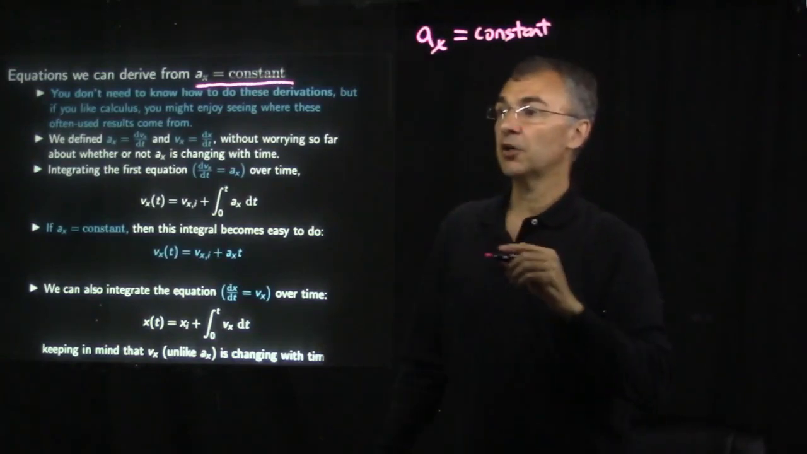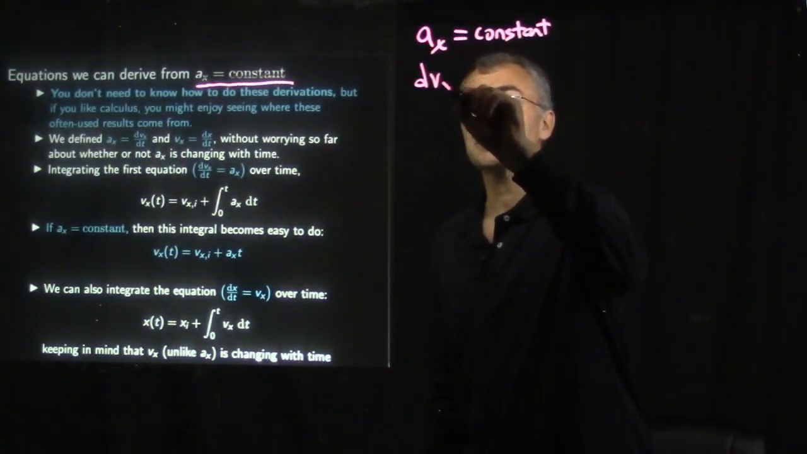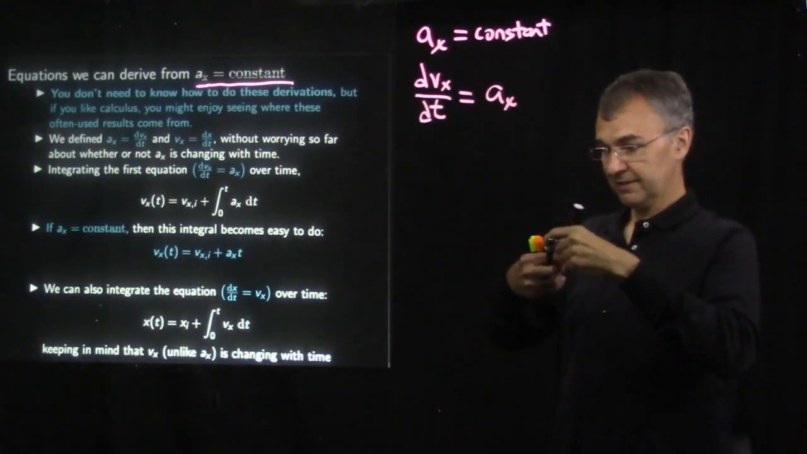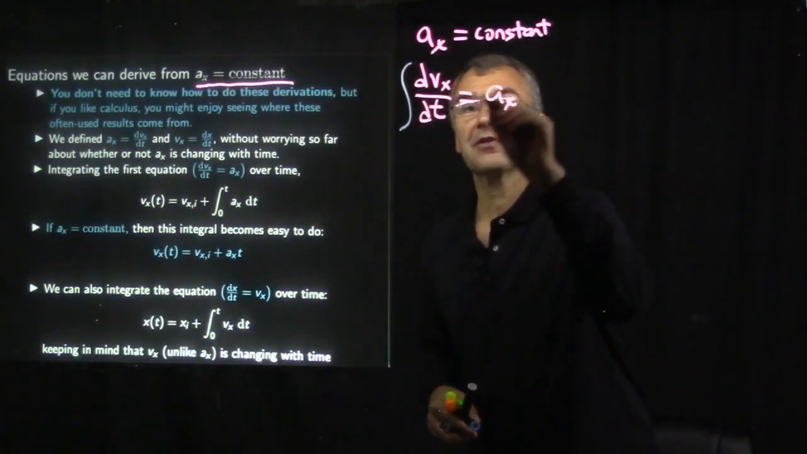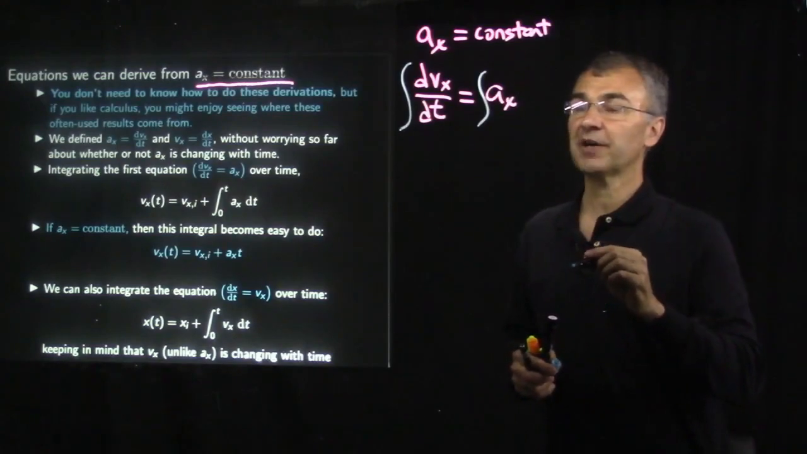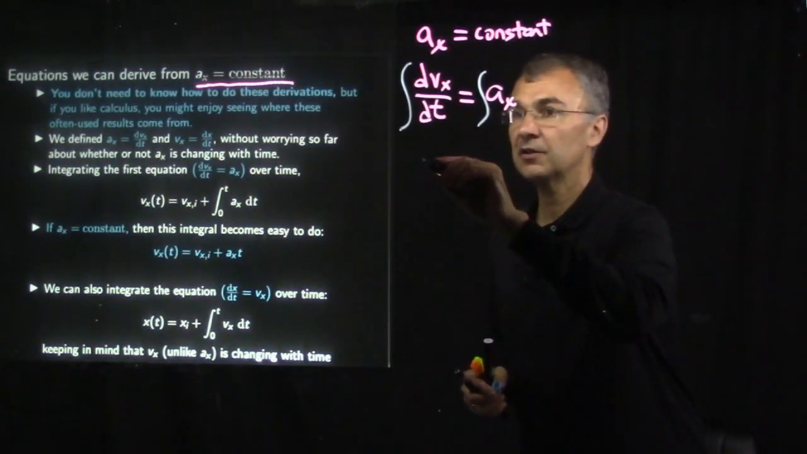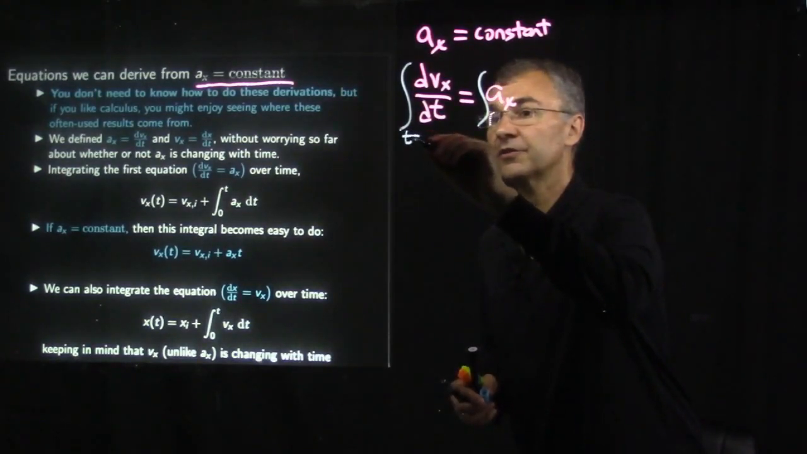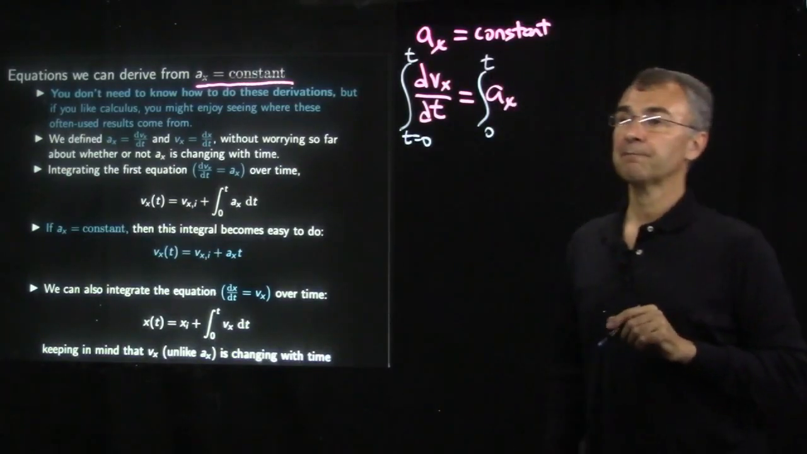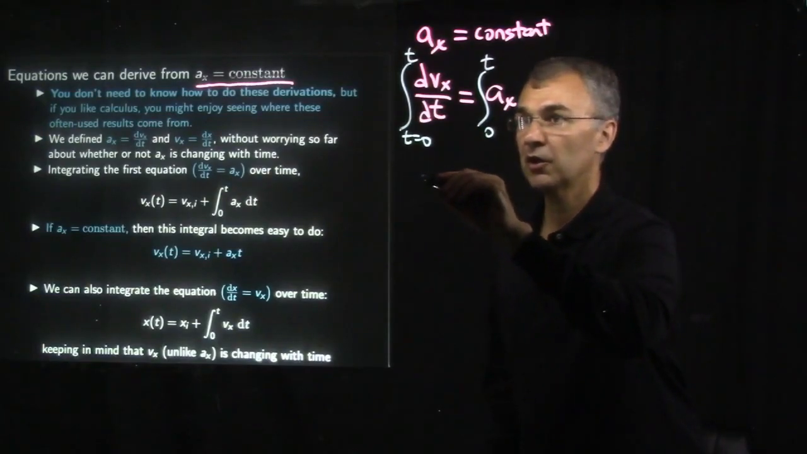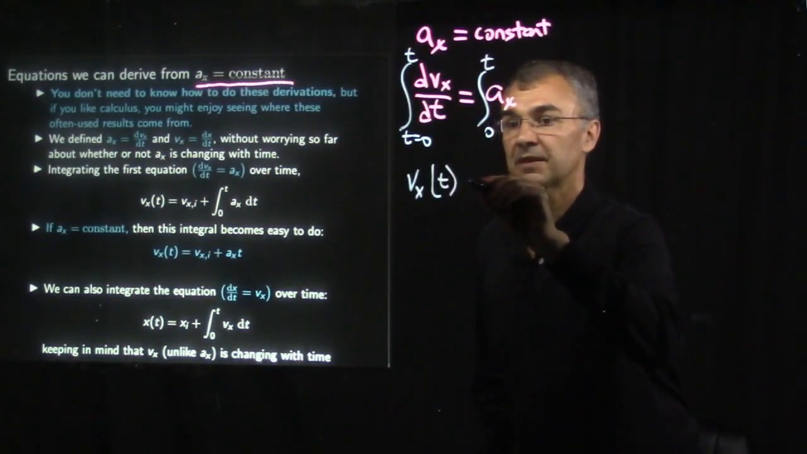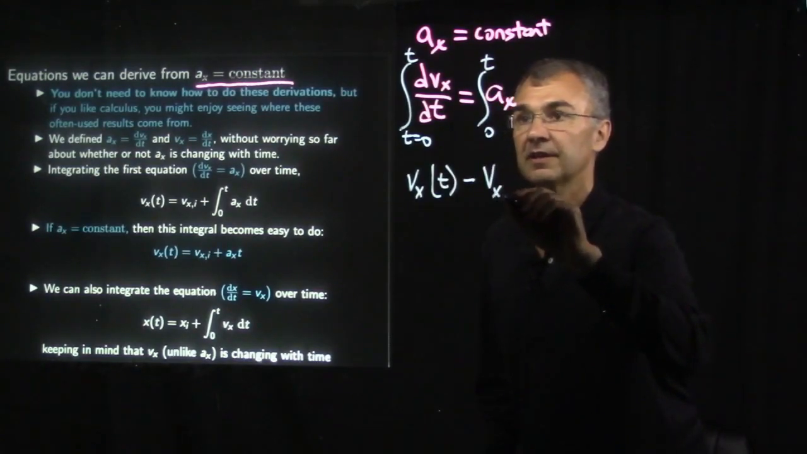Okay, so we know that dv sub x by dt equals a sub x. That's just the definition. So if we like calculus, we can integrate both sides. On the left-hand side, if we integrate dv sub x by dt, and we do this starting at t equals 0 and go up to t equals t, then on the left-hand side we get v sub x of t minus v sub x initial.